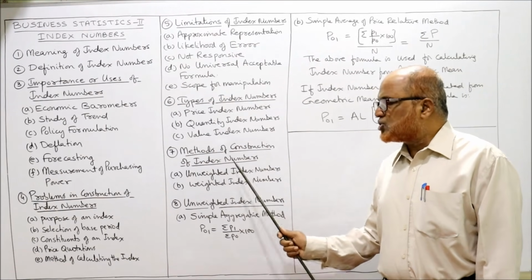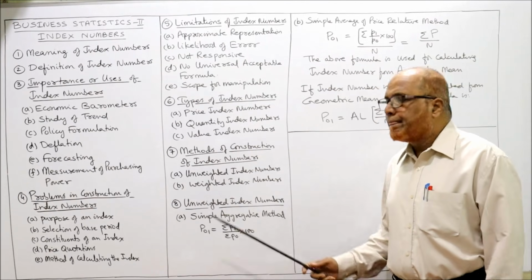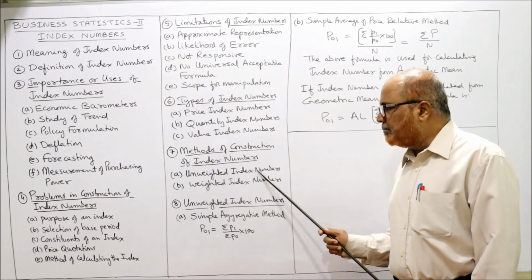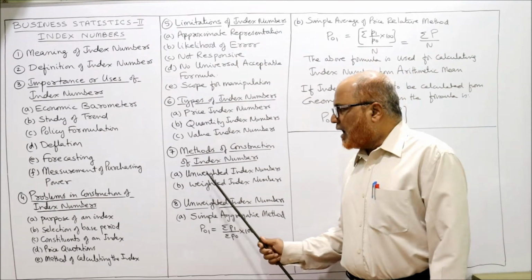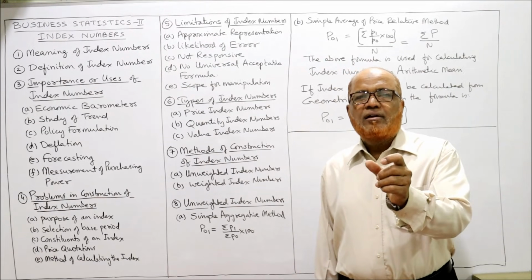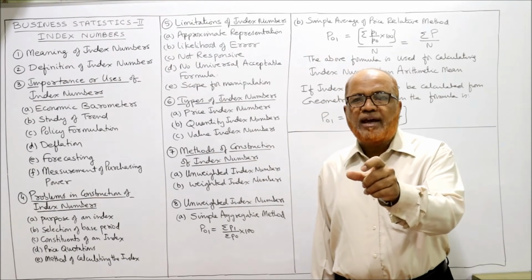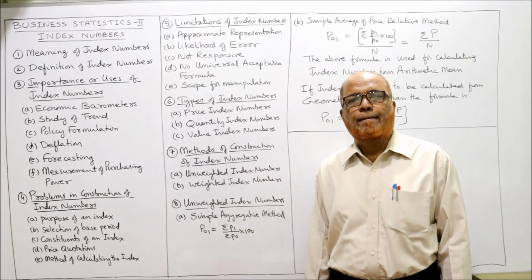Now, methods of constructing the index numbers. What are the different methods of calculating index number? Broadly, we have unweighted index numbers and weighted index number. It's very clear. Unweighted index number is that index number where we will not assign any weight to the items included in calculating index number.